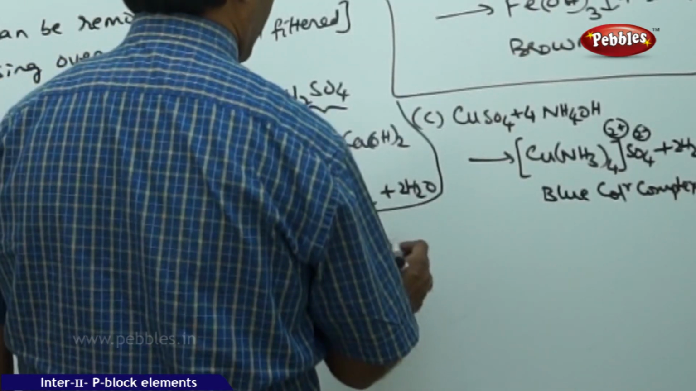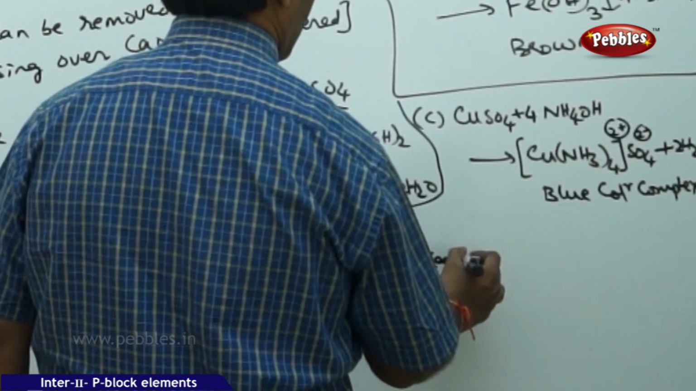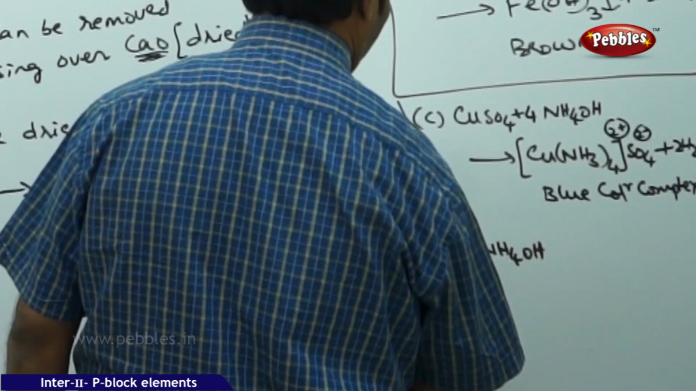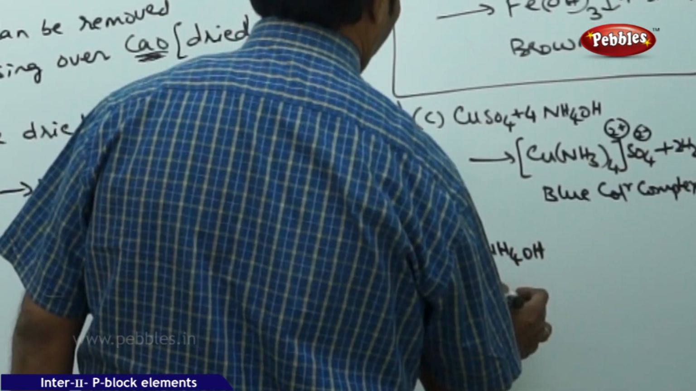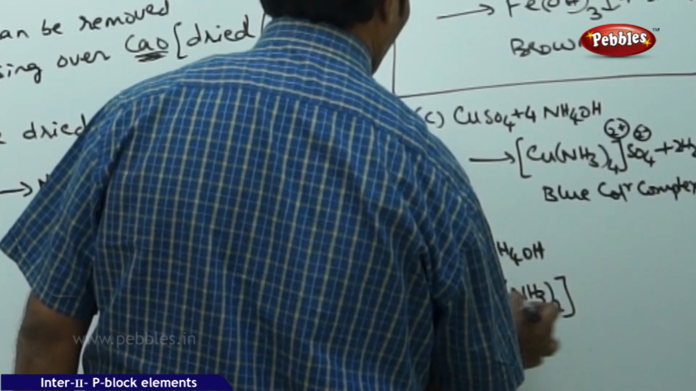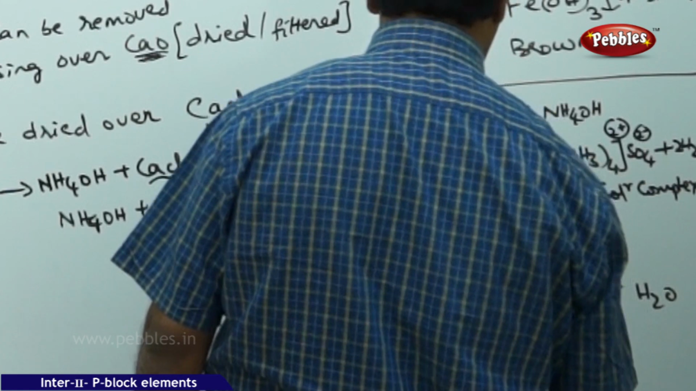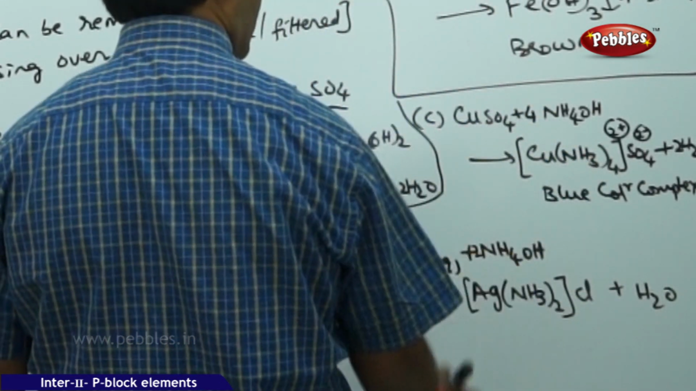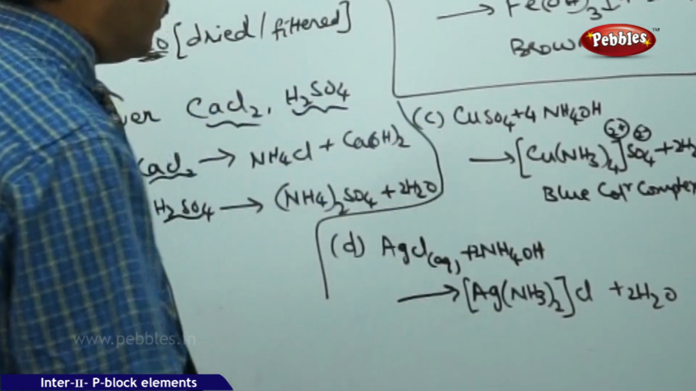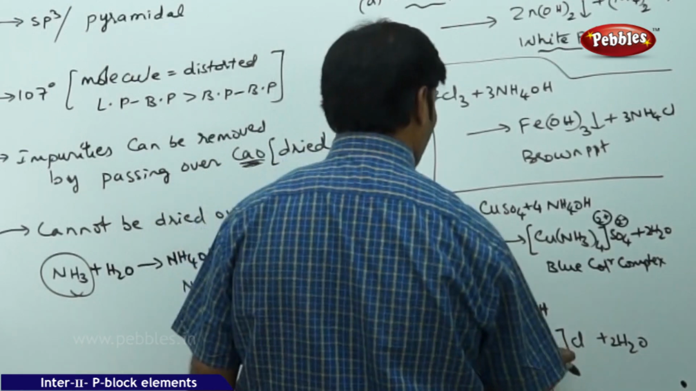If you take silver chloride aqueous and treat it with ammonium hydroxide, it forms a precipitate, that is Ag(NH3)2Cl plus H2O. So here we have 2 ammonia molecules, so take 2 over here and take 2 over here. The reaction is going to get balanced automatically and it forms the diamine silver chloride complex.